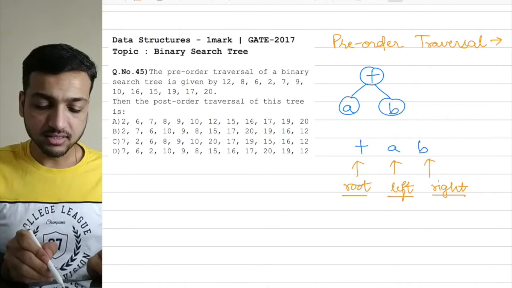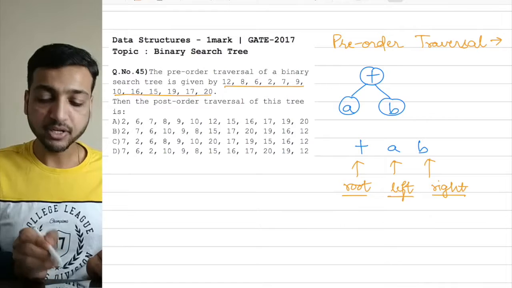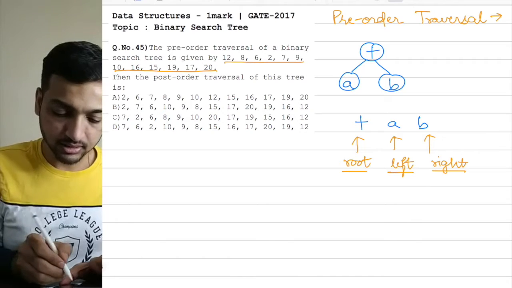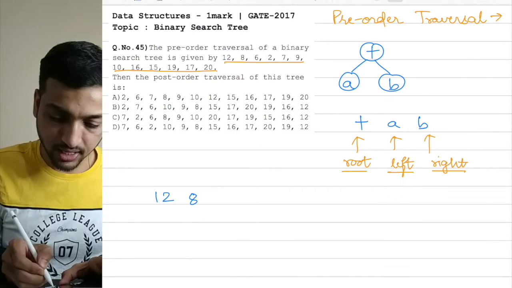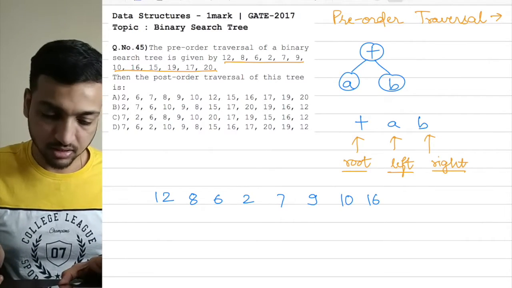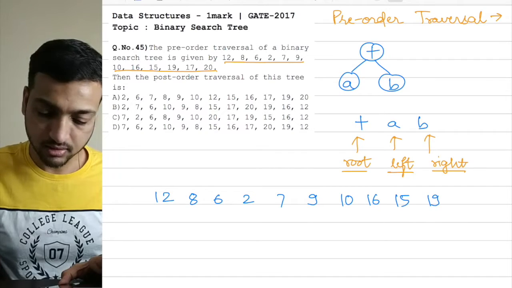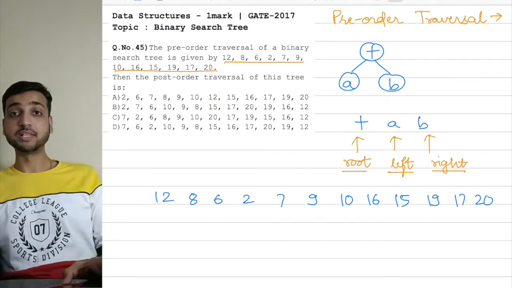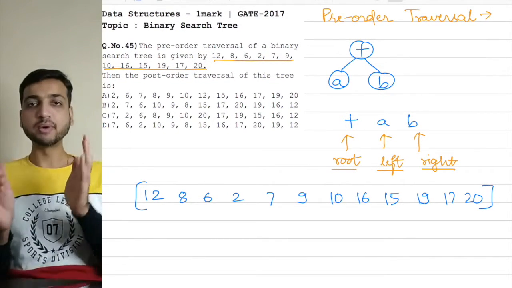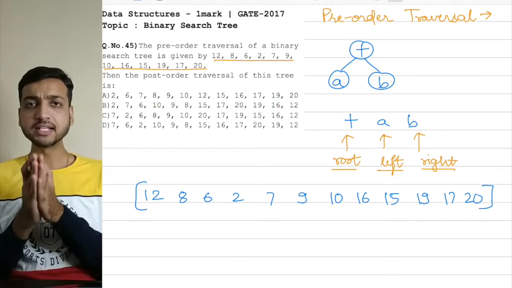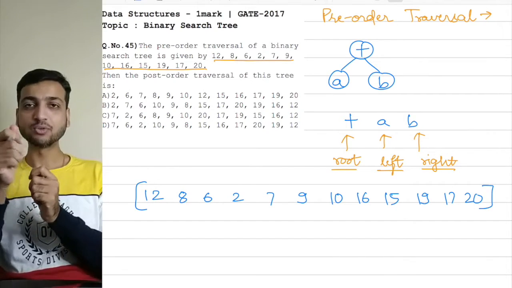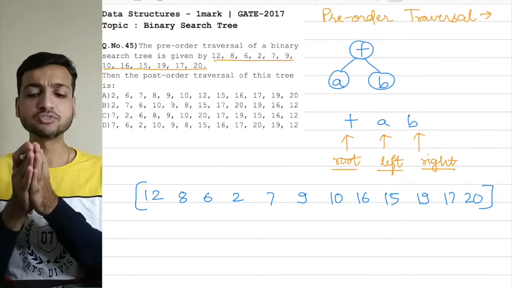Now, since this is the pre-order traversal given, let me make a note of it quickly. So this is 12, 8, 6, 2, 7, 9, 10, 16, 15, 19, 17 and 20. Many numbers are there. So this is the given pre-order traversal of an input binary search tree. Now as we all know, in the binary search tree, the values are less than the root to the left and greater than the root to the right. That's a typical property of a binary search tree.